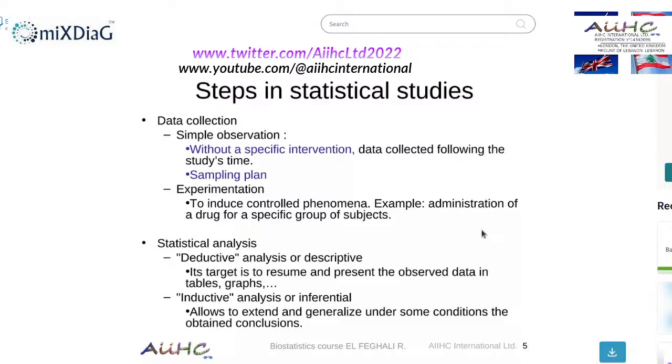Deductive analysis or descriptive. Its target is to resume and present the observed data in tables and graphs. So we'll use the tables, in fact, of numbers. We use the graphs too, and sometimes we use the listing. So we list, in fact, not in tables but in written form the results. So that's why whenever you are working with a big company, they have the tables, graphs, and listing.